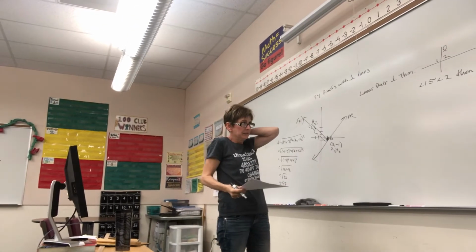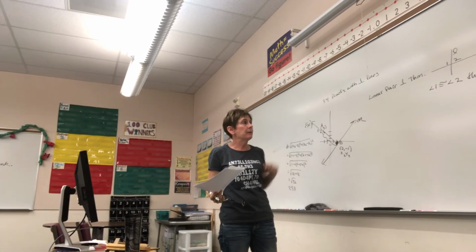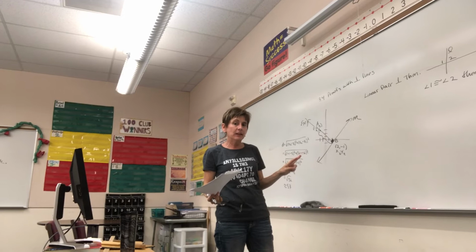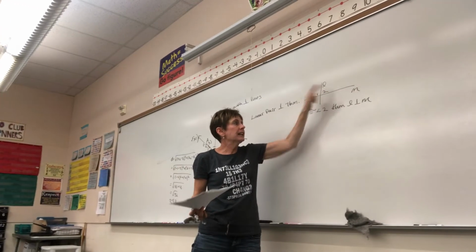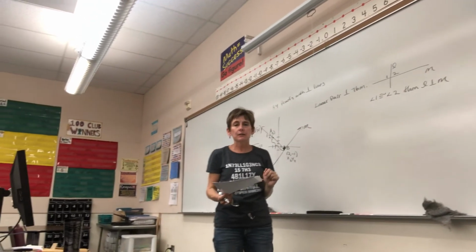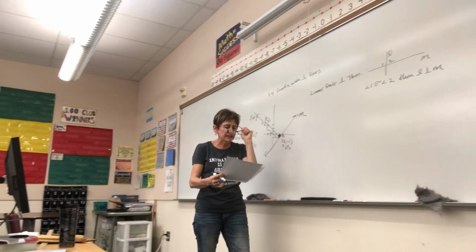Now, why would that be? If they form a linear pair, we know they have to add up to 180, right? But if they're the same angle, they would both have to be 90. So if these are two 90-degree angles, then it would make sense, yes, the lines are perpendicular. So that one, once you see the picture, I think that one does make sense.